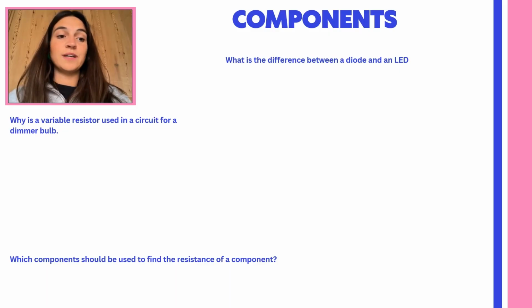If you're ready, let's dive in. So the first question here is, why is a variable resistor used in a circuit for a dimmer bulb?